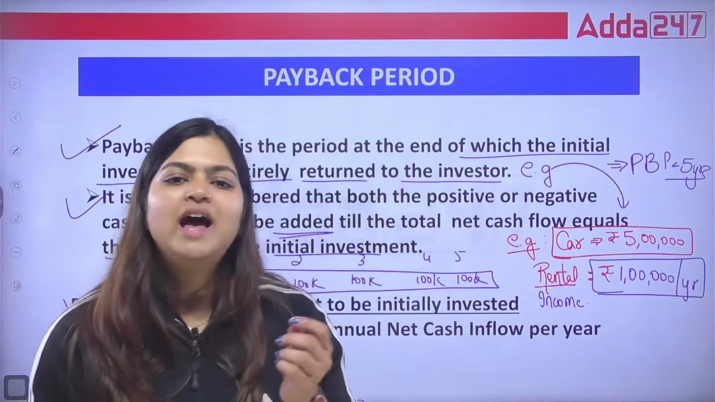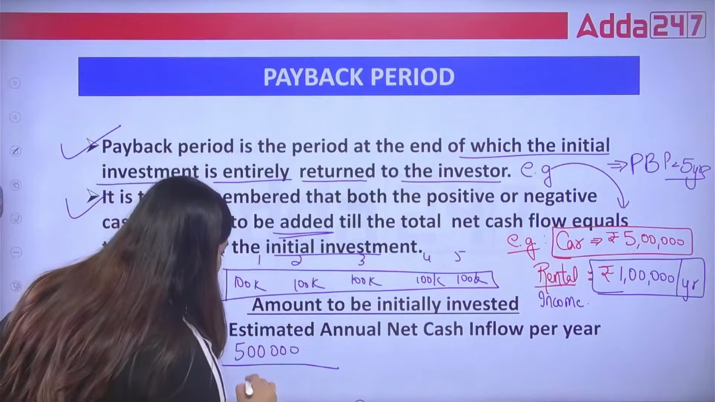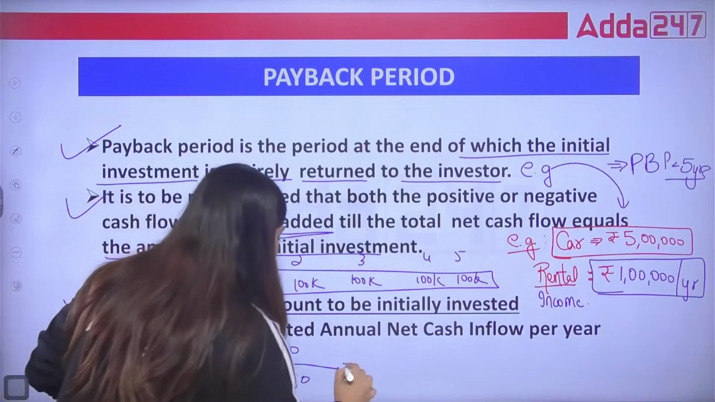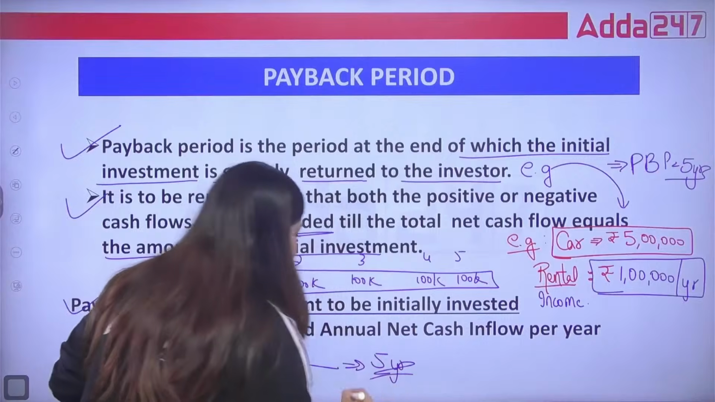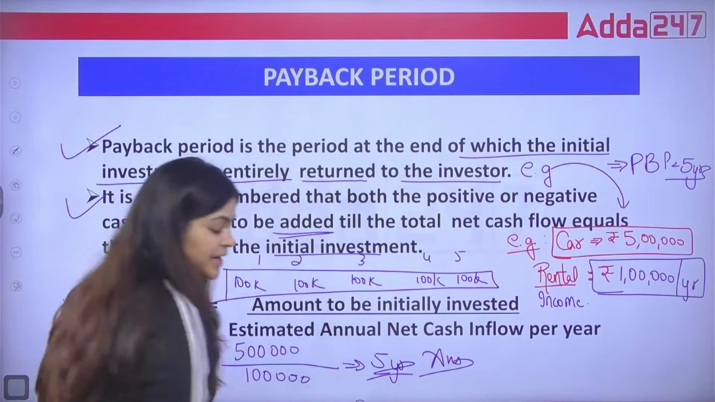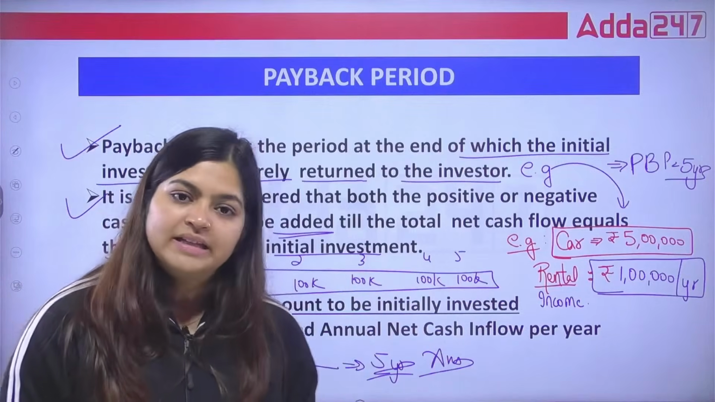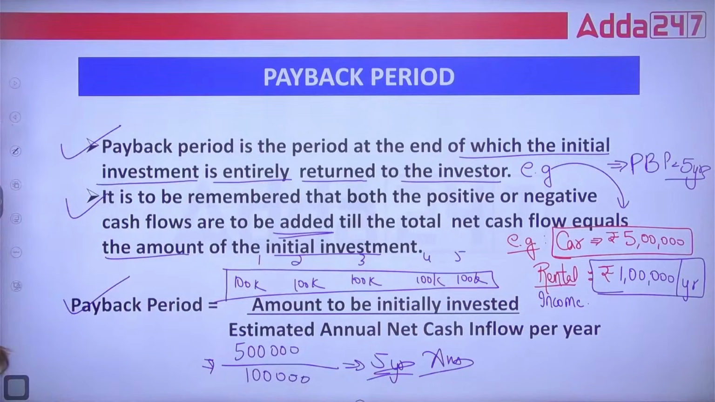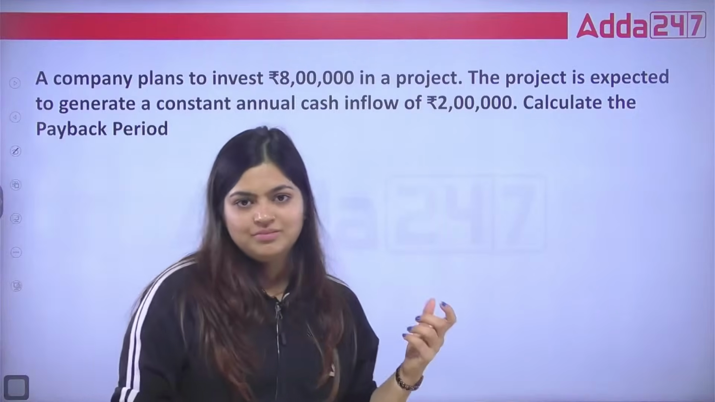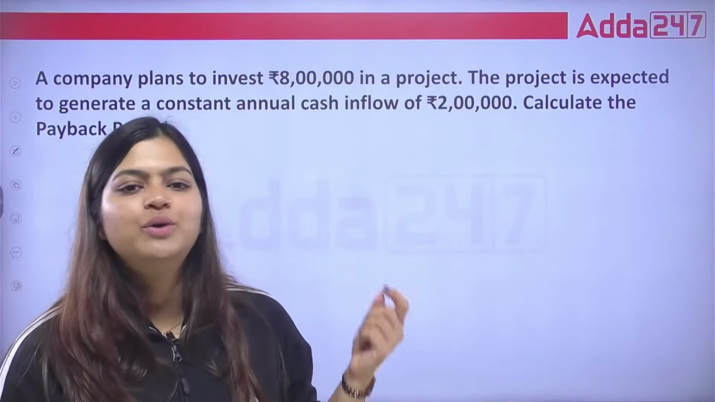Every year, what is your annual return? Yes, that is 1 lakh divided by 1 lakh. So here your answer is 5 years. Yes, this is your payback period. And as soon as you calculate this period, you will stop calculating. Yes, this is a very simple method, and if in exam they're asking this type of questions, I know you are going to tackle it.